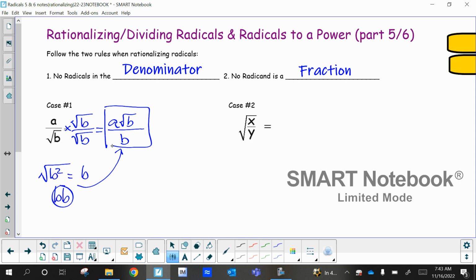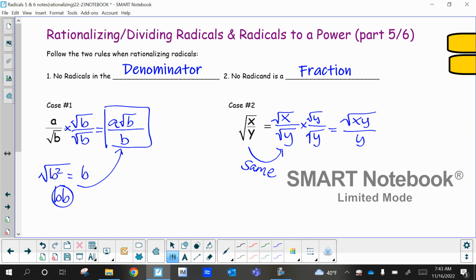Let's look at case number 2. We have a fraction that is a radicand. So the first thing you want to do is separate the x and the y like so. So these are exactly the same. It's a different way you can write the first one, okay? Now you got to go back and realize, hey, I have a radical in the denominator, so I'm going to multiply by radical y over radical y. Now multiply the numerators. Radical x times radical y is radical xy over radical y times radical y is just y. And that would be it.